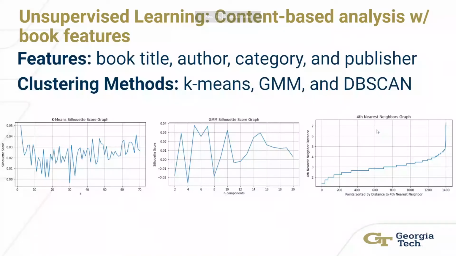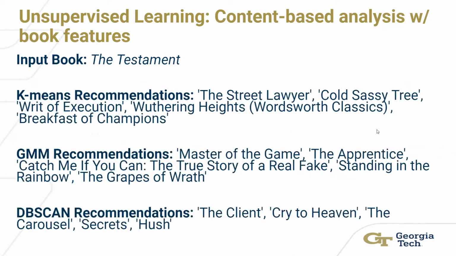For our analysis using book features, we used the book title, author, category, and publisher as features. We combined them into one column and created a document-term matrix of the unique word counts for each book based on this column. We then used k-means, GMM, and DBSCAN to cluster together similar books.